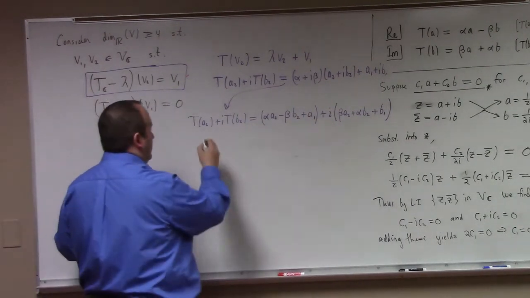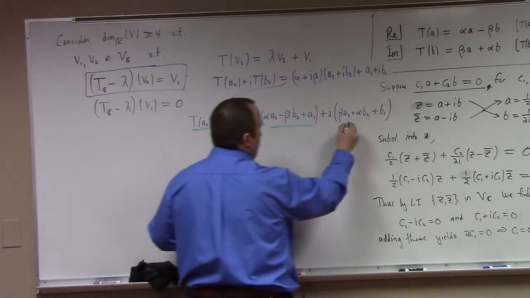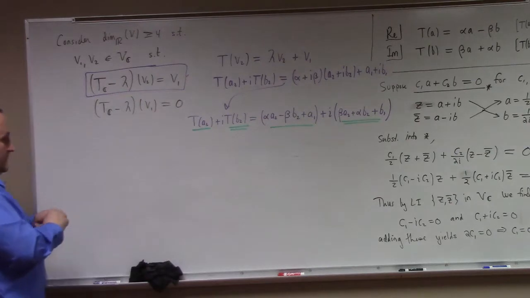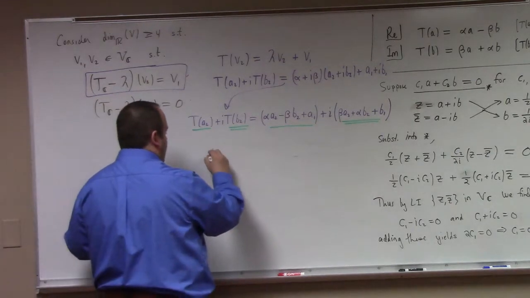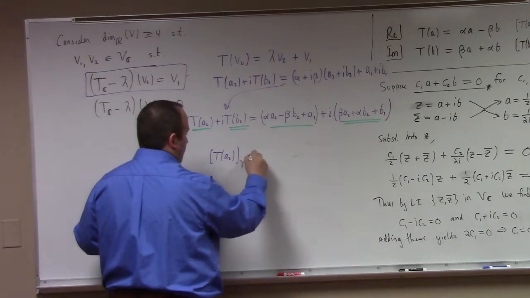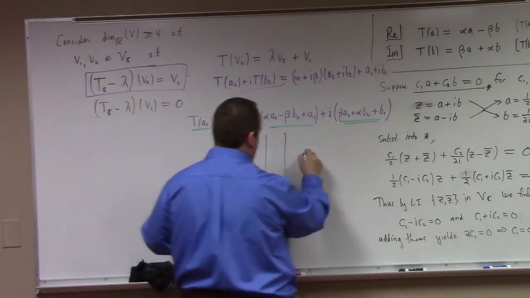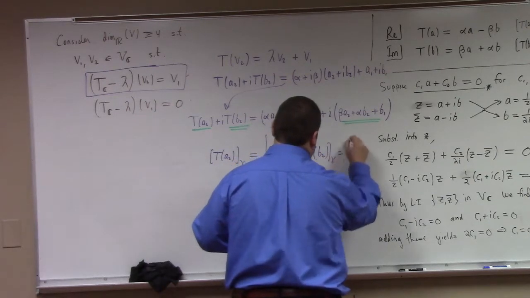So now we can read from that what the coordinate vectors of T acting on the last two things in the basis are. So what's the coordinate vector of T of A2 with respect to the gamma basis here? T of B2 with respect to the gamma basis. What's that?